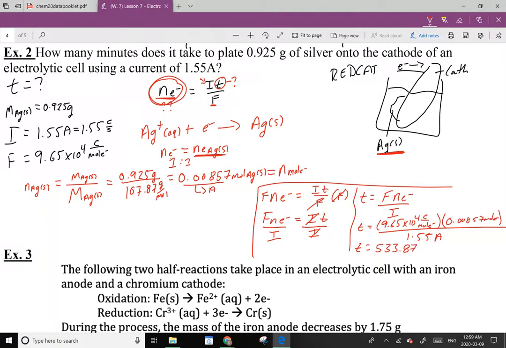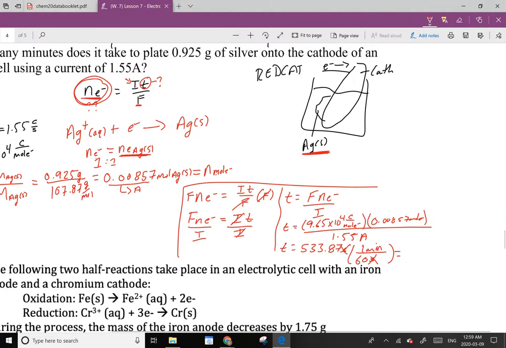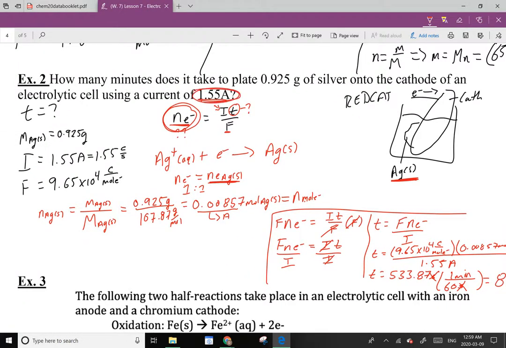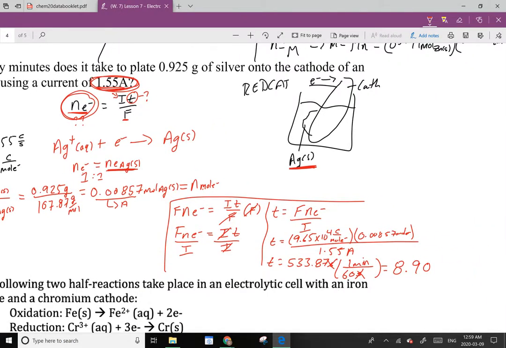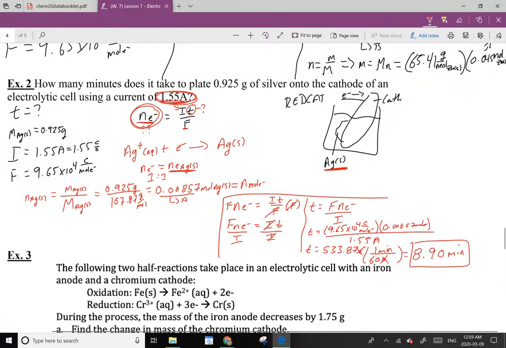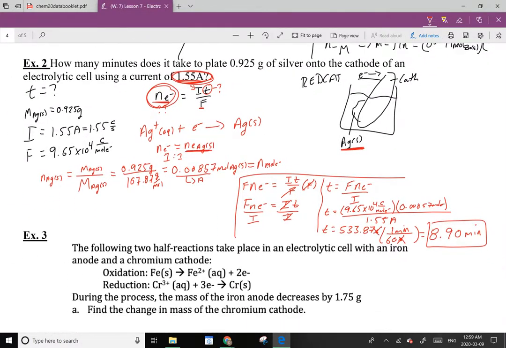Okay, and you are going to get 533.87 seconds. But our original question wanted us to have it in minutes. So I'm going to convert this into minutes. There are 60 seconds in 1 minute. My seconds cancel out nicely. And in my final answer, I will get 8.90. I'm going to round it to 3 sig digs because my lowest significant digits is 1.55. So 8.9 minutes. So in order to plate 0.925 grams of silver onto this cathode, we need to run our current for 8.9 minutes.